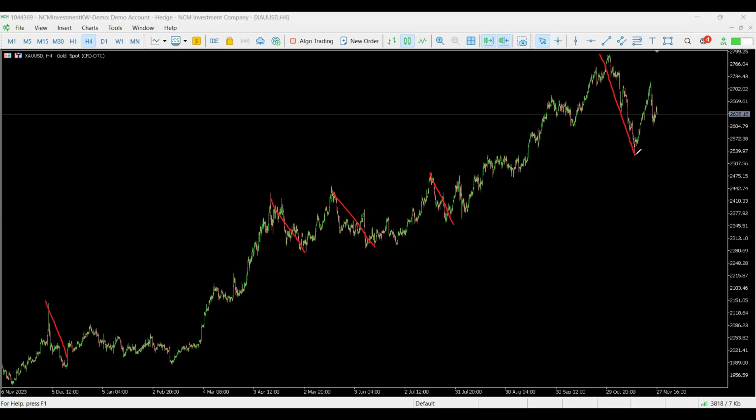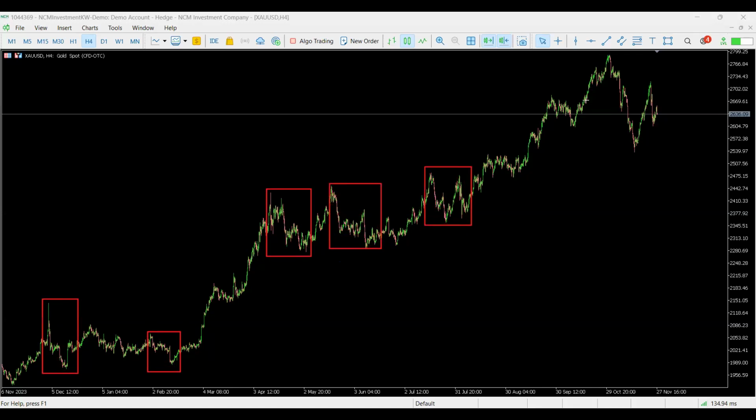So which one of these looks like a bigger drop? Can someone help me here? There's no right answer, there's no wrong answer. Is this the biggest drop you have? Which one is it? Which one's the biggest drop?